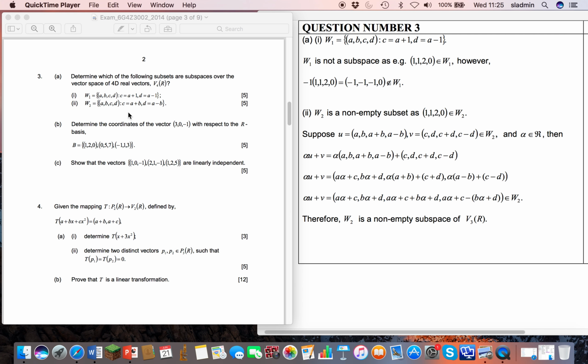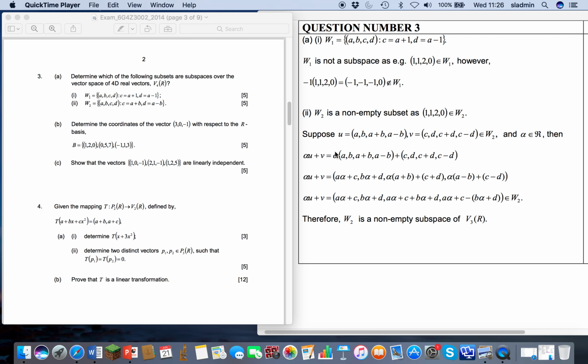W2 is non-empty, so here's W2. It's C is equal to A plus B, D is equal to A minus B. So it's not empty because, as you can see here, C is equal to A plus B, so that's okay, and D is equal to A minus B. So this vector is in W2.